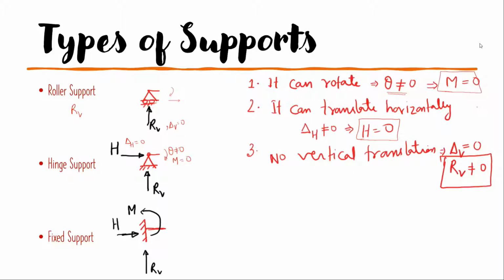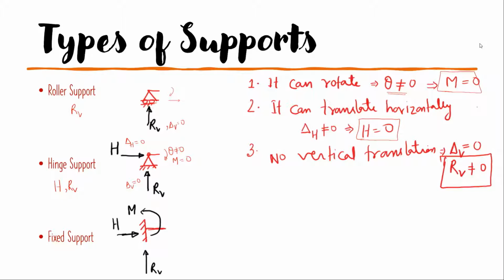But in the vertical direction, no vertical displacement is possible, so delta V is equal to 0. Therefore a reaction would be induced in the vertical direction. So here two reactions are possible, one in the horizontal direction and one in the vertical direction.